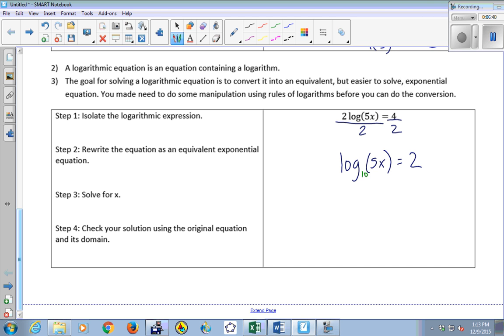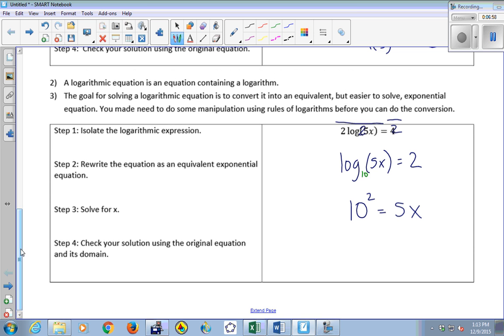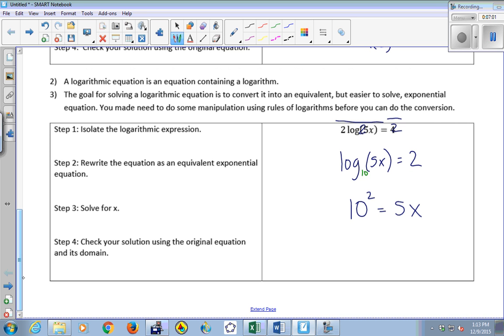All right. Step 2 is to rewrite this as an equivalent exponential equation. So my base is 10, right? What's my exponent? The 2, and that should equal 5x. Step 3, solve for x. What is 10 squared? 100. 100 equals 5x. Divide both sides by 5, and you get x equals 20.